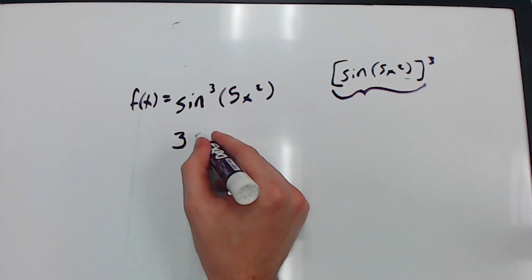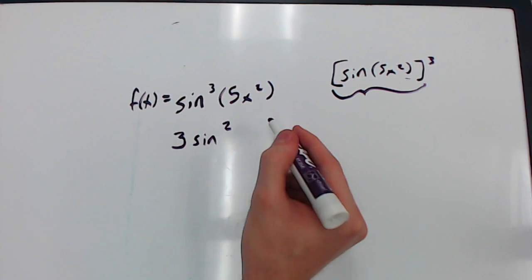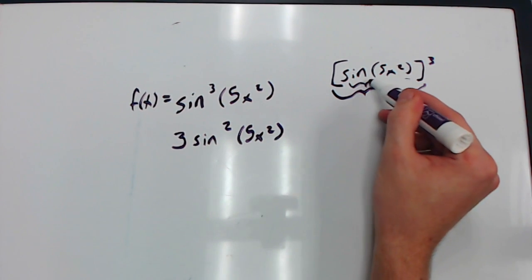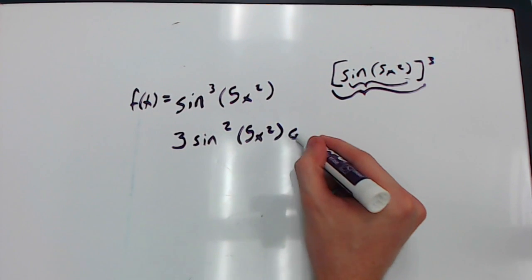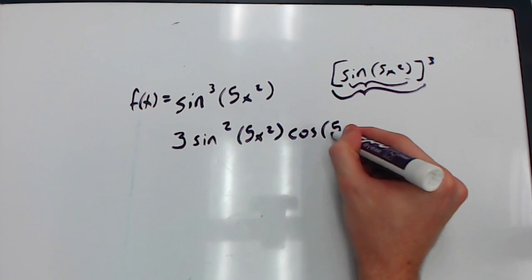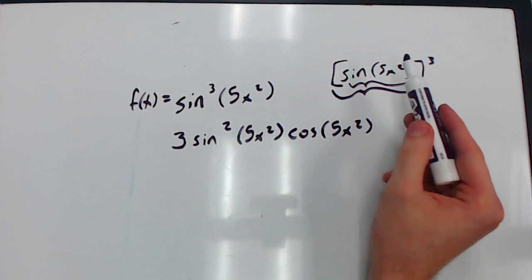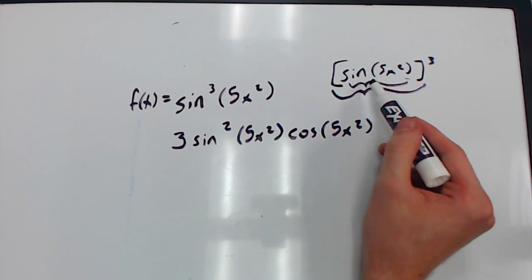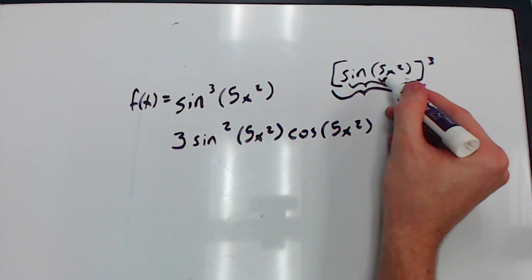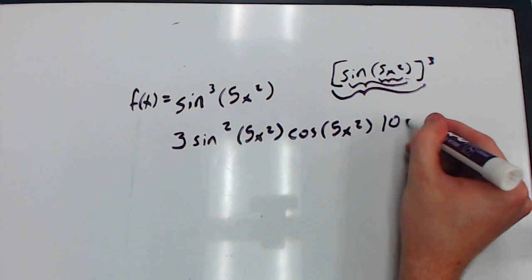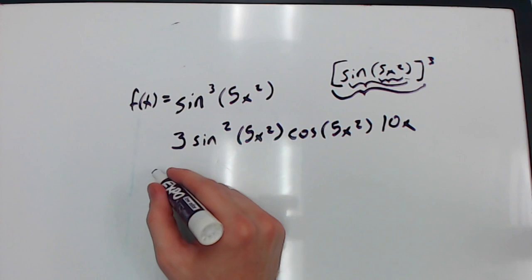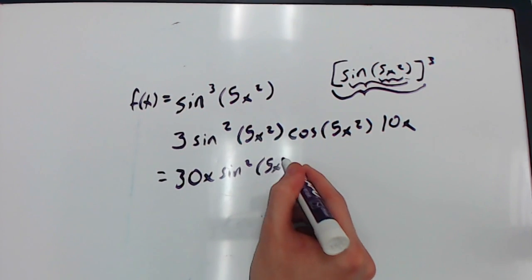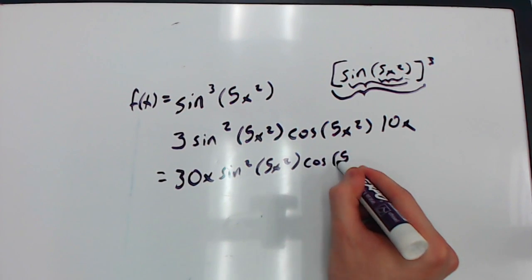So the outside would now become squared by power rule. And now we multiply by the derivative of the inside. So then we have cosine of 5x squared. Then, oops, we have one more thing that doesn't fall under our typical differentiation rules, and that is our 5x squared. So then we have to multiply by the derivative of this inside, which would be 10x. So your final answer would end up 30x sine squared of 5x squared times cosine of 5x squared.